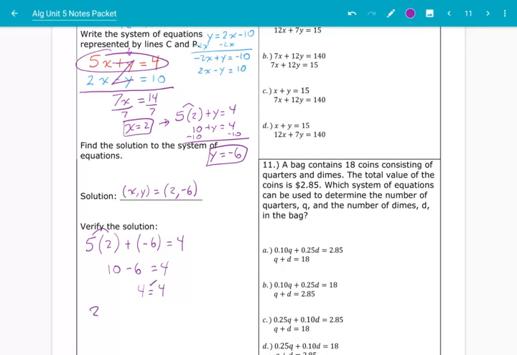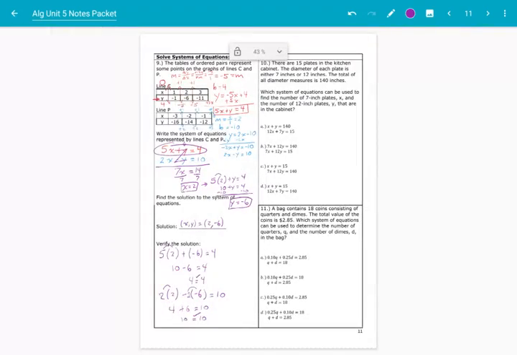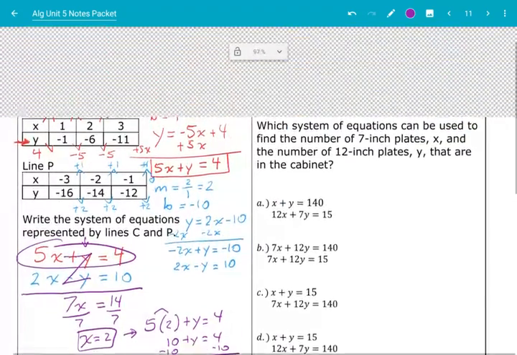All right, what's the next one? 2x, well, not x. 2 times 2, x is 2, minus minus 6 equals 10. All right, well, 2 times 2 is 4. This negative in front of this, I'm multiplying. This is really a 1. Remember? And so I'm multiplying a minus 1 times a minus 6, so that gives me a plus 6 equals 10. And yes, 10 equals 10. That checks out.